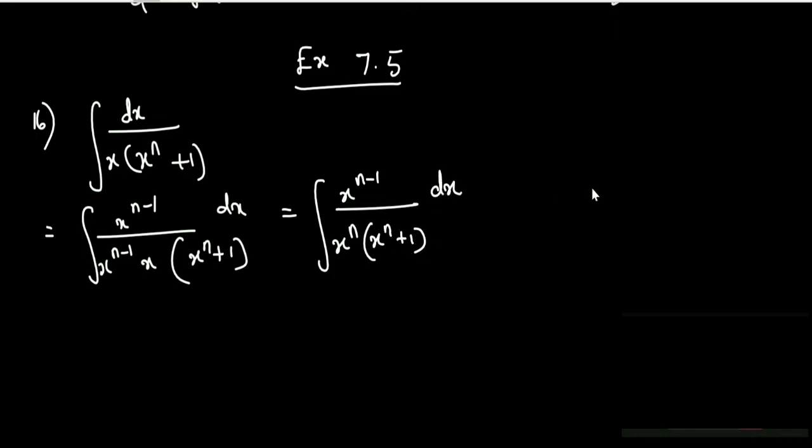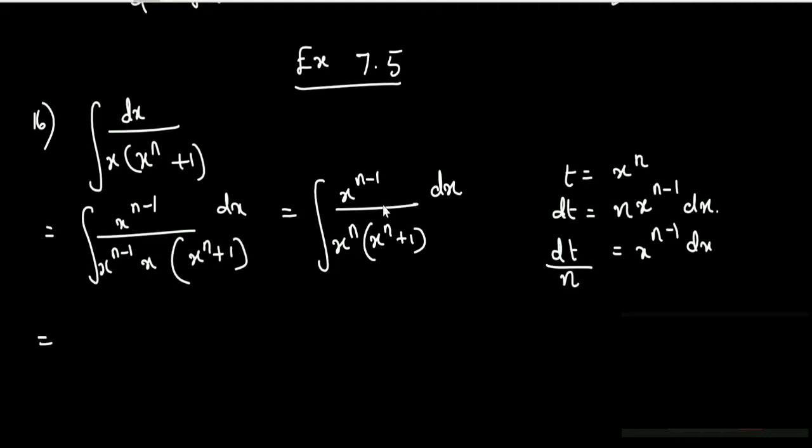Put t as x power n. So dt is n into x power n minus 1 into dx. So x power n minus 1 into dx will be dt by n. This will become now dt by n integral. The denominator is t. X power n becomes t. t into t plus 1.